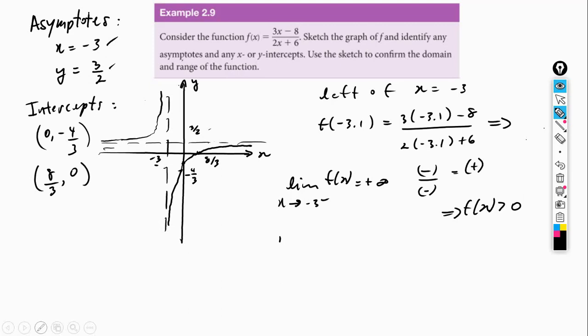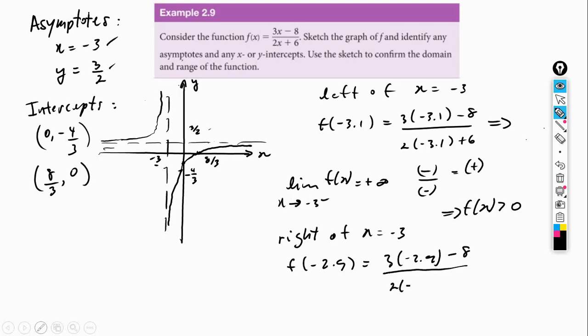So we would say what happens to the right of x equals -3. Well, we can test something like f of -2.9, which is to the right of -3. And this is going to be (3 times -2.9 minus 8) over (2 times -2.9 plus 6). So notice that this is going to give us negative over positive. Therefore, f of x is negative.